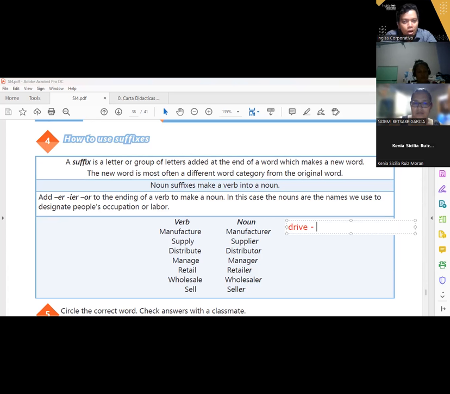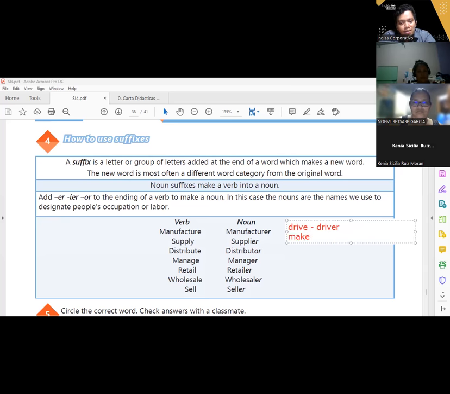Like, I drive a car. What is that? Driver. You see, you got drive, and just by adding R, now it becomes the person, driver, conductor. So you see, only by adding the suffix ER, or in this case, R. So in that case, this is like the way, guys.